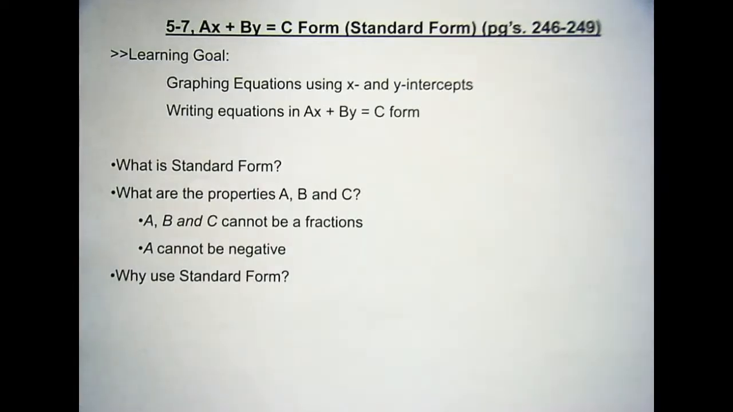We are going to go through 5.7 today. AX plus BY equals C form, which we call standard form. Okay? So the learning goal: graphing equations using our X and Y intercepts is going to show you a different way to graph the equations today.